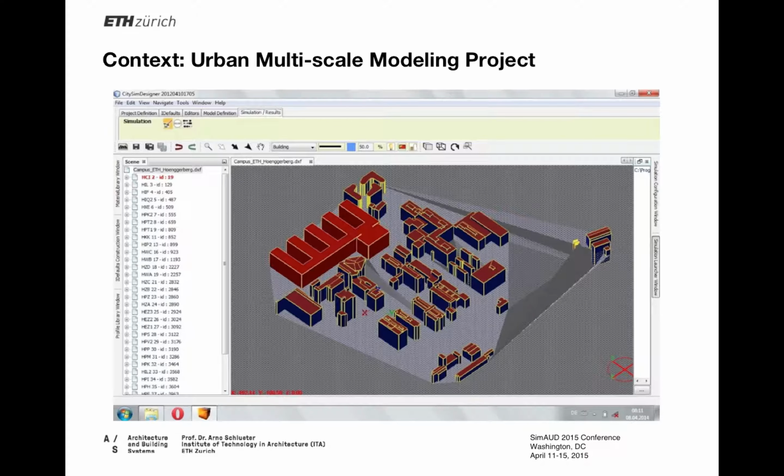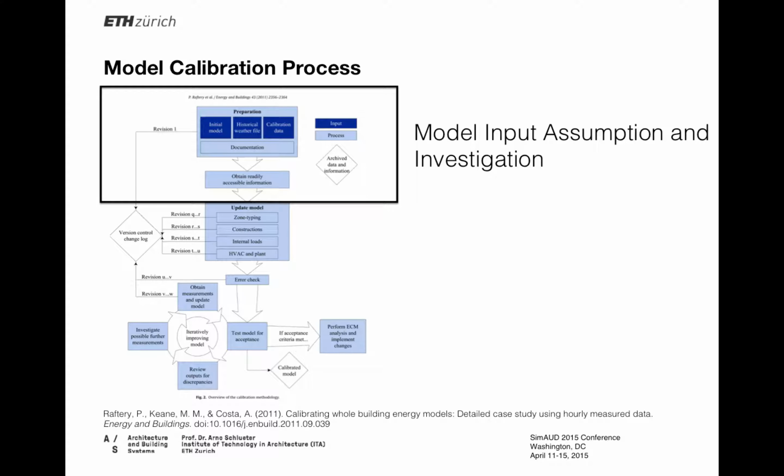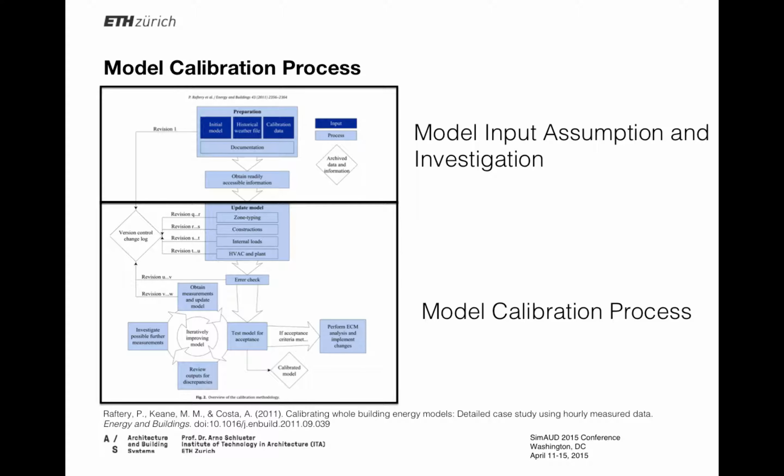So we built this model, and then we are looking to calibrate these models with measured data. So the model calibration process. This is a graphic from Paul Raftery's research and paper where he looks at systematically calibrating models, and there are two basic parts. There's the model input assumptions and investigation, so gathering information from a building to understand how you should initially set up the model, and then calibrating it through an iterative process of modulating those input parameters to reconcile simulation versus reality.